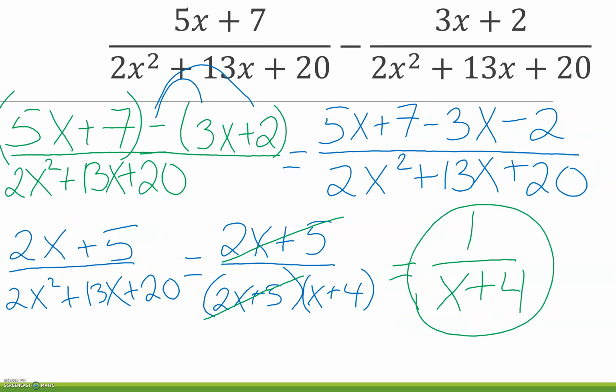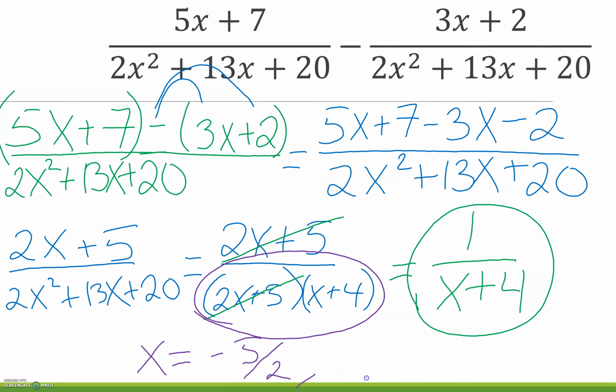And finally, on this problem, we looked at this factored form. Then what values would make this equal to 0? It could be -5/2 or -4. Either of those numbers would make the denominator equal to 0.